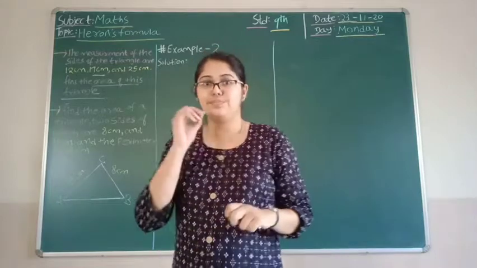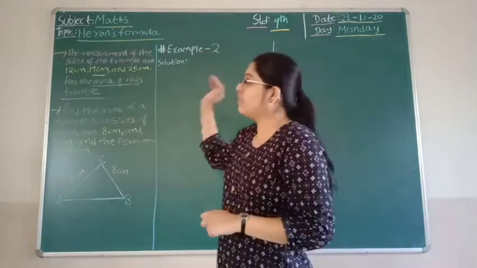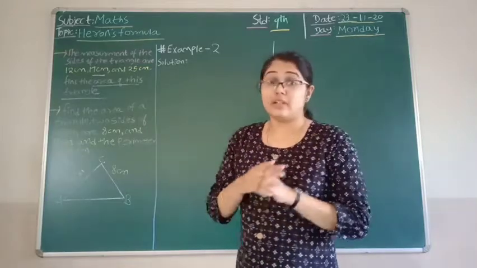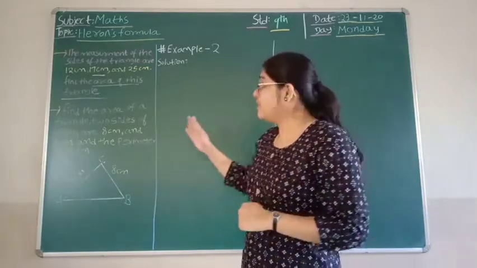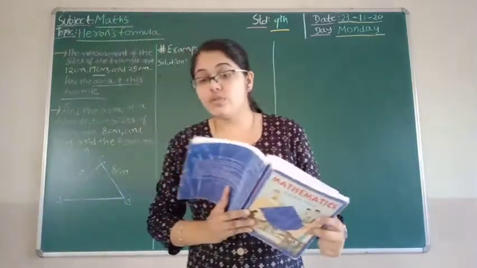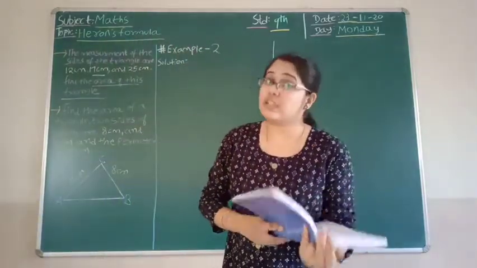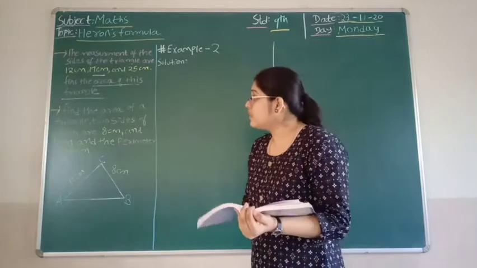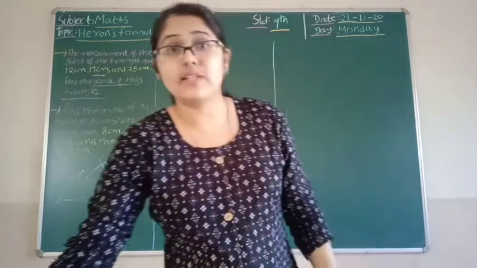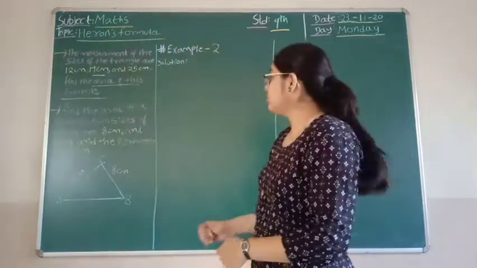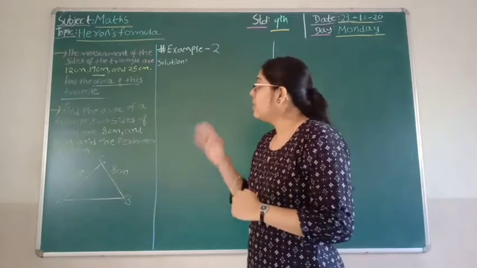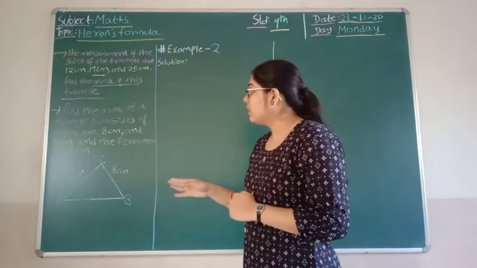We have completed the very first sum. Now we will see the next sum. This is the very first example on page number 201 of the textbook. You can read this sum from the textbook. That is, find the area of a triangle having 2 sides, of which they are 8 cm and 11 cm and the perimeter is 32 cm.